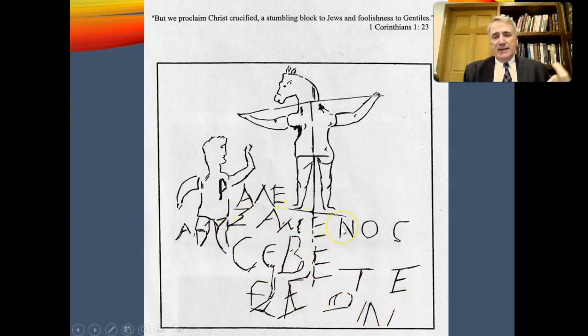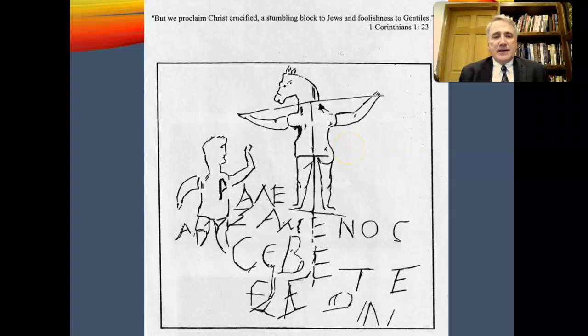So Alexamenos is a name, Alexander. Alexander, sebete, worship God. Theon, God, worship God. So this is what this graffiti is saying. Well, it seems to be that whoever drew this and wrote this is mocking Alex. It's mocking Alex because he's saying that Alex is worshiping someone who's died on the cross who has a donkey's head. Well, clearly they're mocking Christianity.